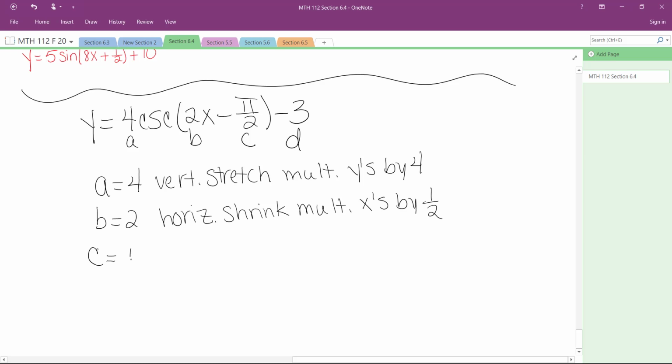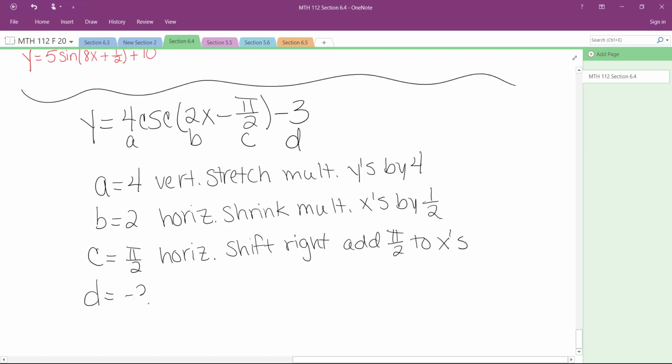Next I have a c of pi over 2, so I'm going to have a horizontal shift right. So I'm going to add pi over 2 to our x's. And lastly, we have a d, which is -3, so I'm going to have a vertical shift down. So I'm going to subtract 3 from the y coordinates.